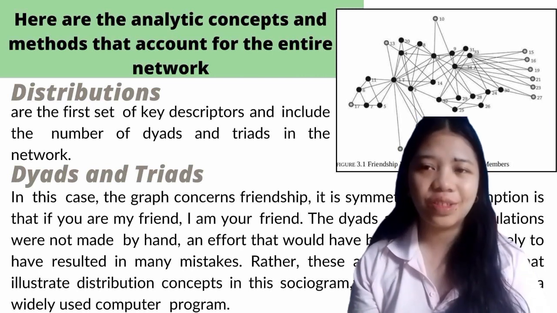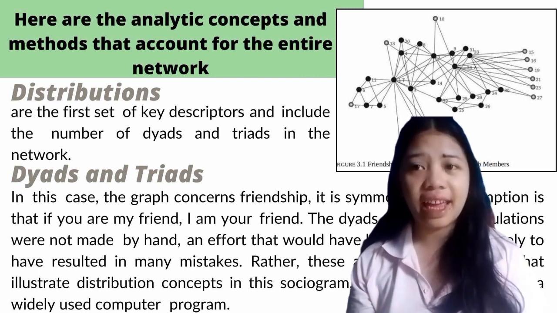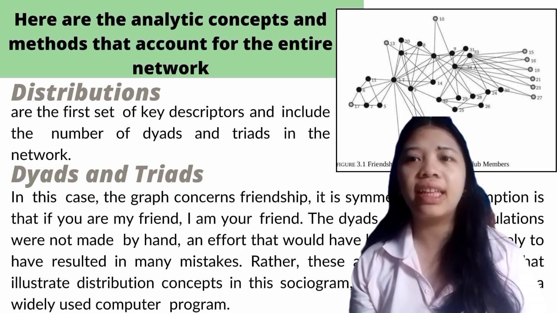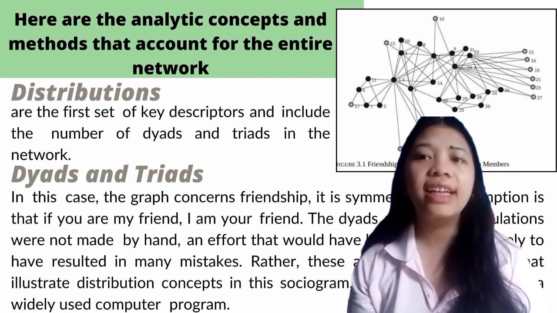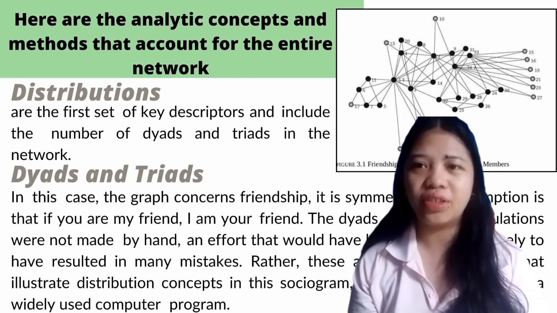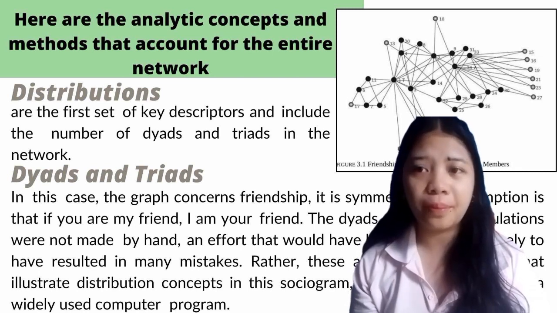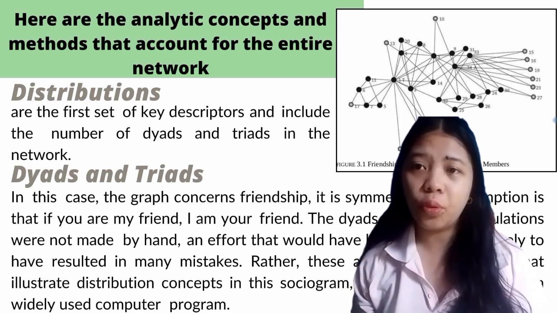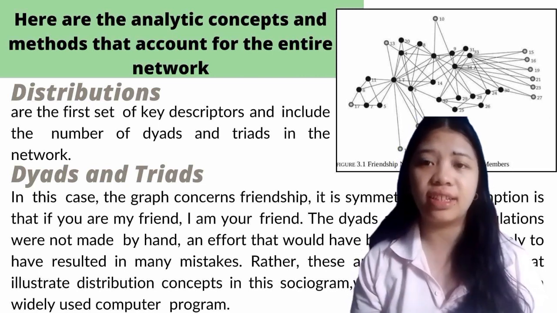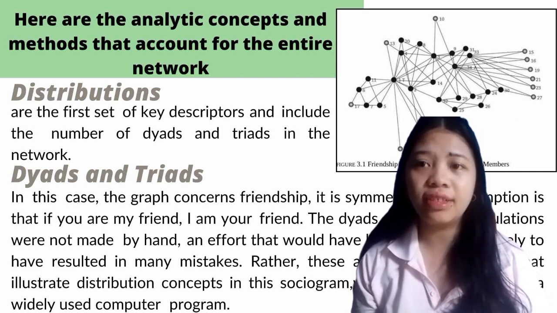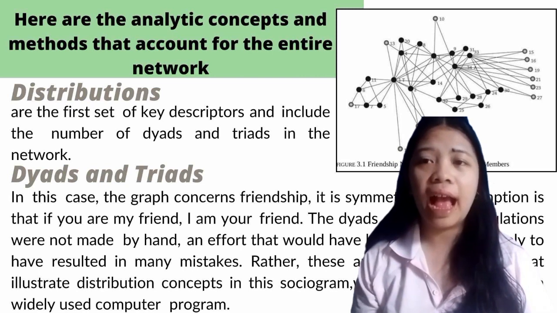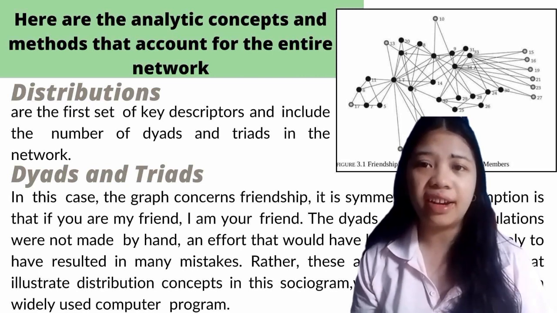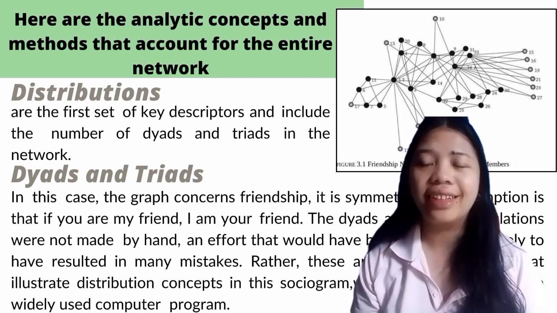So when we say distribution in an entire network, meaning to say it is the key distributors that includes the number of dyads and triads in an entire network. So it includes all the numbers of items involved. So when we say dyad, it consists of 2 items, and triads, it consists of 3 items. So meaning to say in distribution, you conclude how many people, how many items are there in an entire network.